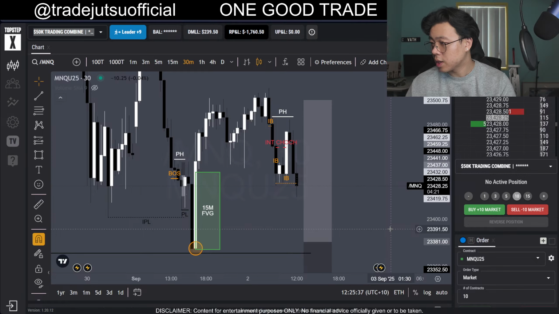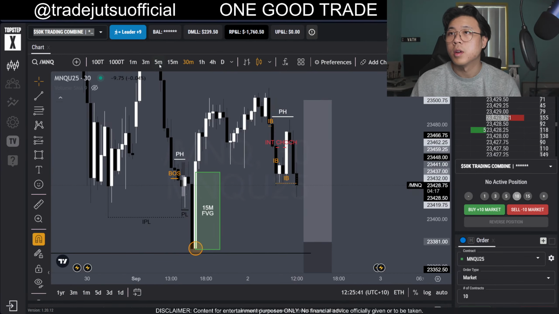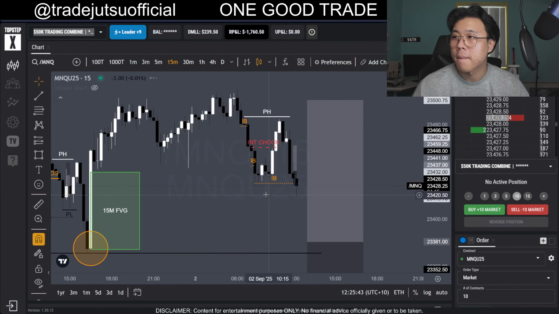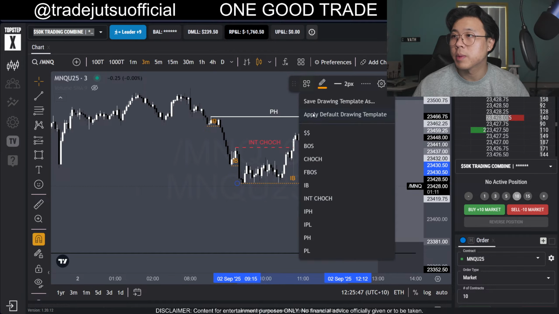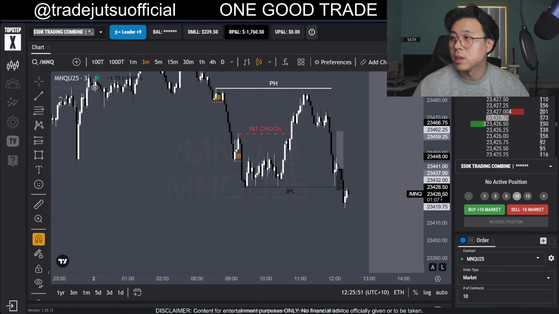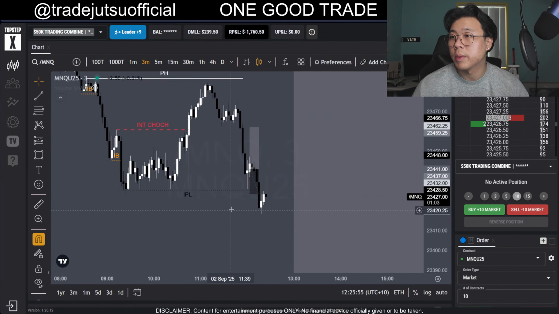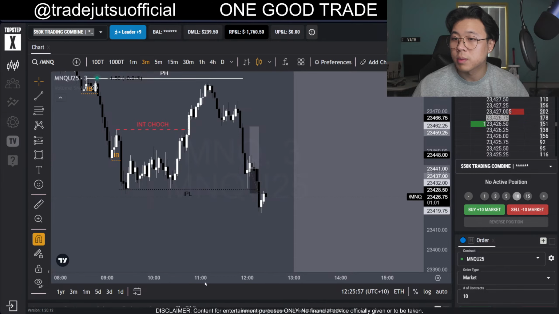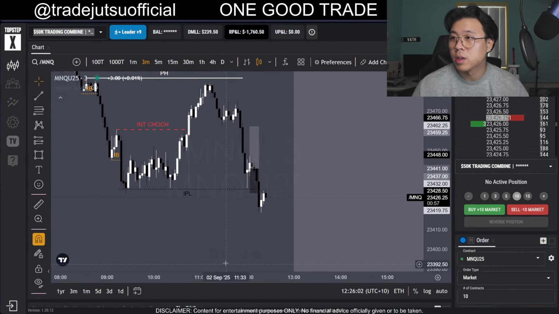Chat, I don't know what to say. It looks like there's a decent rejection off this internal protected low. This might be a protected low for now. Internal protected low still. It might just be a stop out, to be honest. Let me have a look at the tilt. It's sort of averaging out. Might get long here, chat.